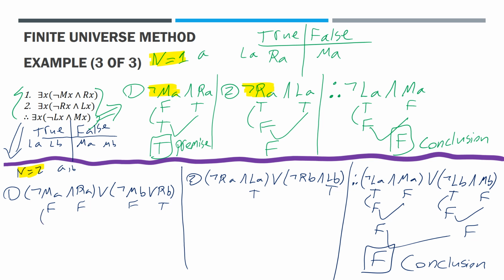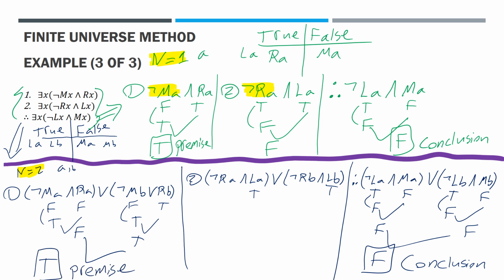So MA is being denied, that's true. True and false is false. MB is being denied, so that's true. True or true is true. False or true as a disjunction is true, so this is a true premise.